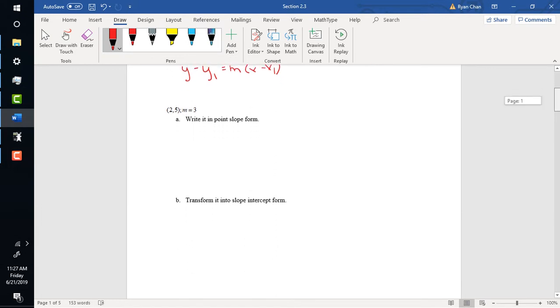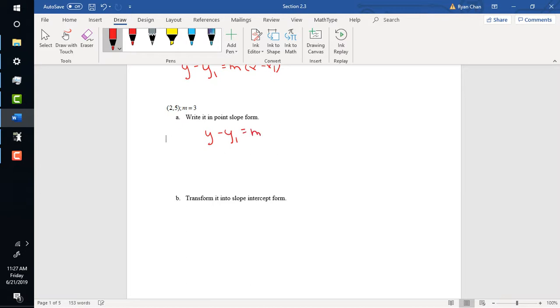So let's take a look at this problem right here. They give us a situation where we have a line going through the point (2, 5) and we have a slope of 3. So what I'm going to do is use this formula, y minus y1 is equal to m times x minus x1, because I know a point and I know my slope. And all I'm going to do is plug it in. So I have y minus 5 is equal to 3 times the quantity x minus 2.